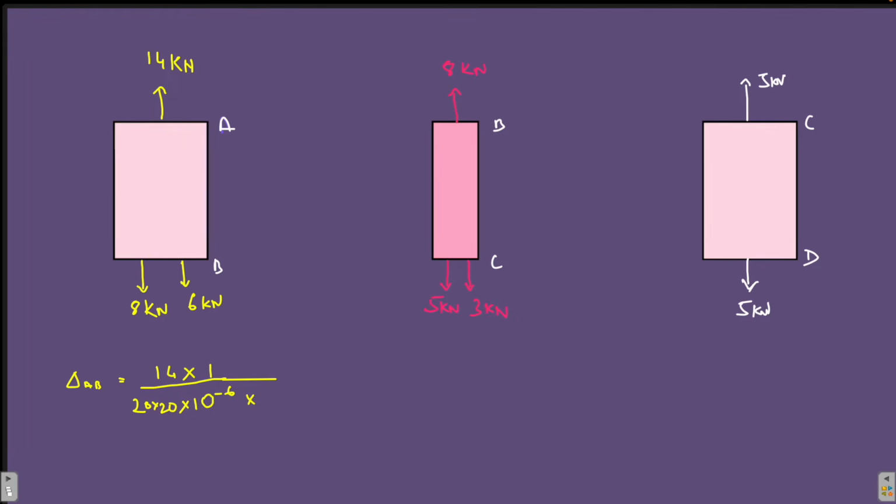Instead of 14 kilonewton, we are going to change it to newton. So it will be 14 into 10 to the power 3. So this kilonewton is converted into newton. What is the length in meter? 1 meter into 10 to the power 3. Now it is in millimeter. Now here we do not need to change it. We do not need to change this because 20 into 20 was already in millimeter, and E is 2 into 10 to the power 5. That means newton per millimeter square.